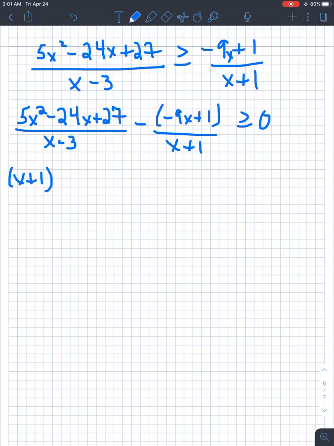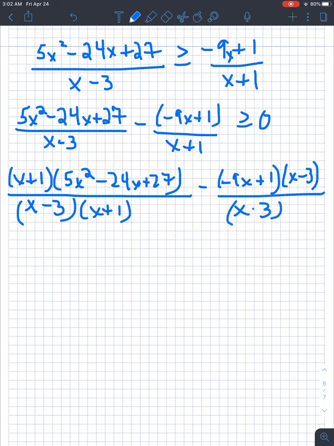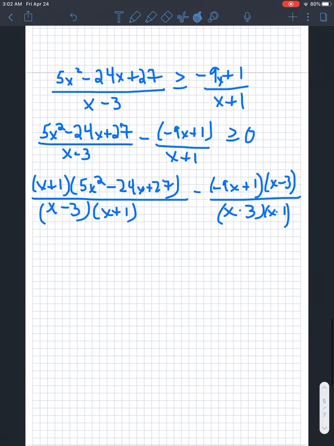(x plus 1) times (5x squared minus 24x plus 27) over (x minus 3)(x plus 1), minus negative (9x plus 1) times (x minus 3), over the same denominator, and that should be greater or equal to 0. Sorry about that, guys. Didn't leave enough room.